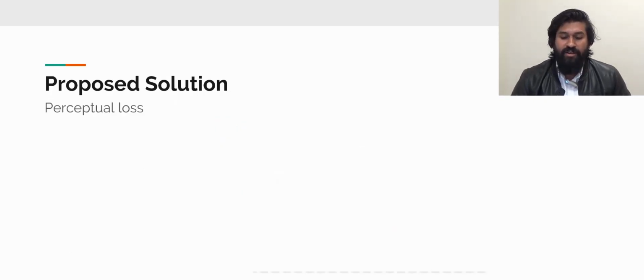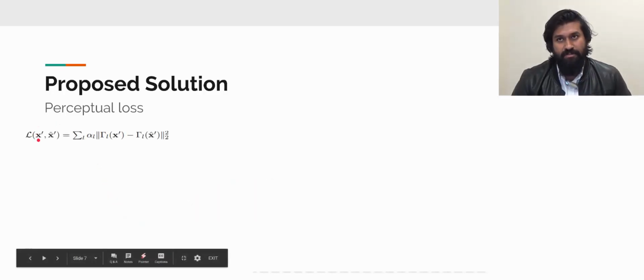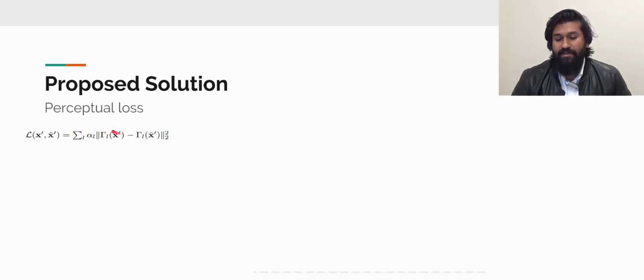Now let's talk about the reconstruction loss. They could have used adversarial loss or some other loss like the L2 loss, but they are using perceptual loss. Perceptual loss for reconstruction. So what does this perceptual loss mean? At first let's look into the equation. Here the equation is basically gamma L x prime minus gamma L x prime hat.